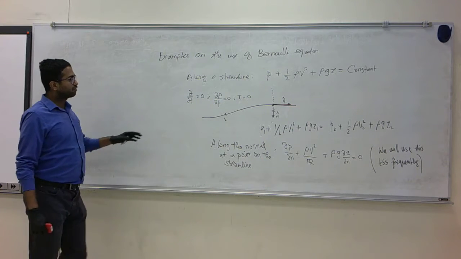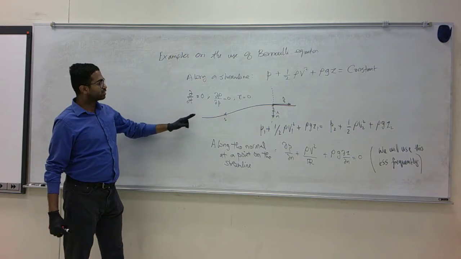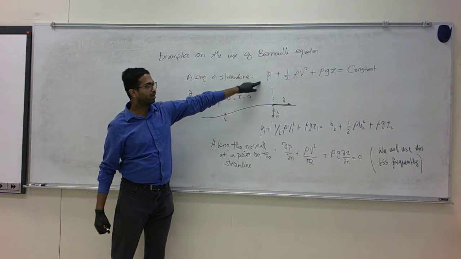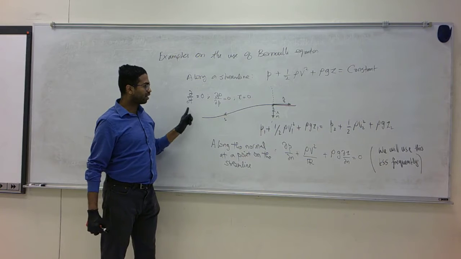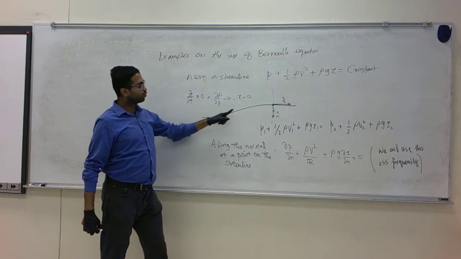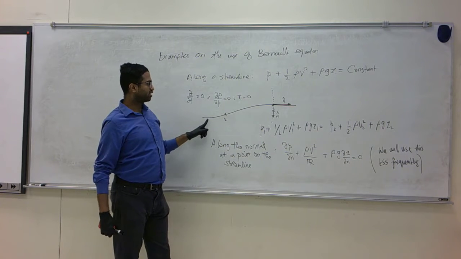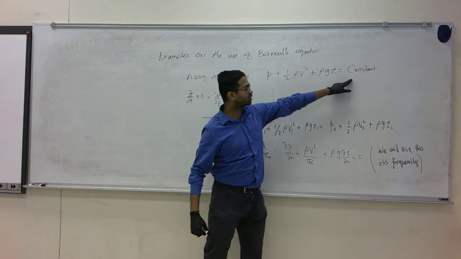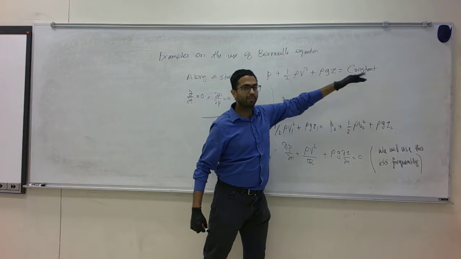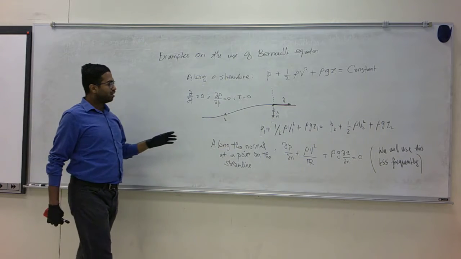So we define an arbitrary streamline. What the statement says is this is true for all the points on the same streamline. So if you consider any 2 points, you can apply the Bernoulli equation. If you consider any point, it must add up to a constant, which is true for that particular streamline. For a different streamline, it will be a different constant.